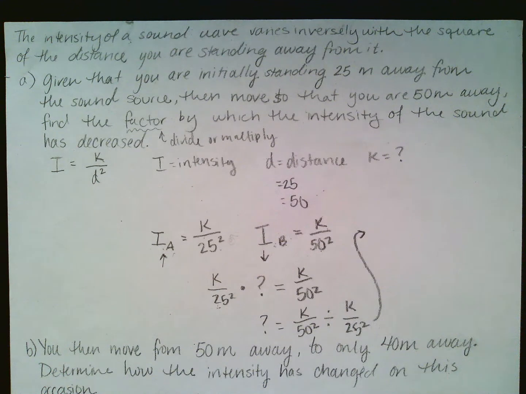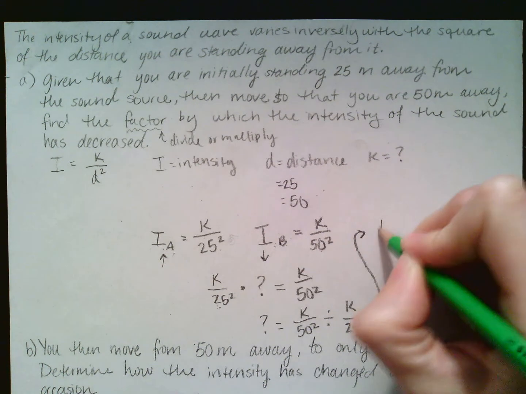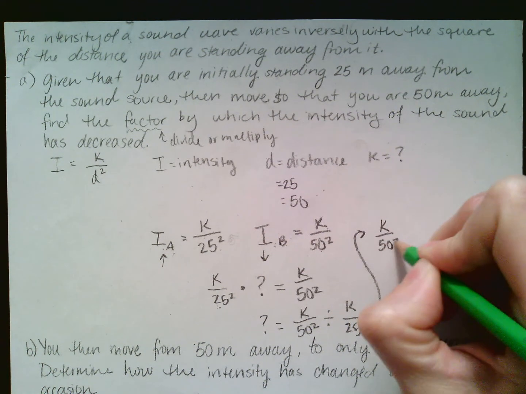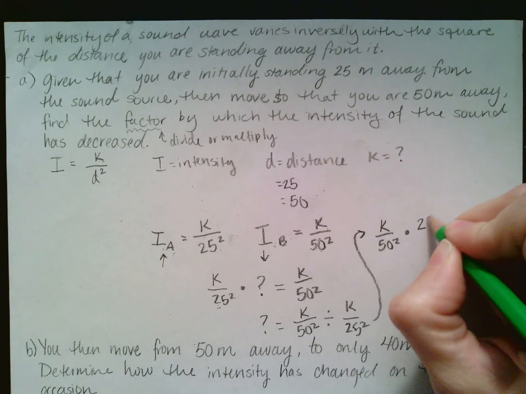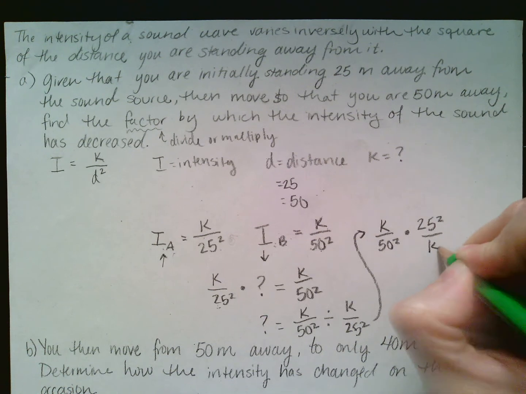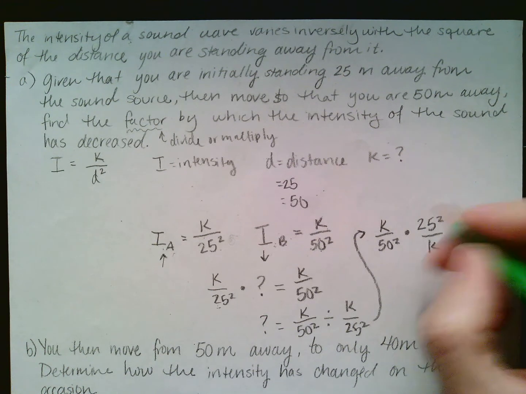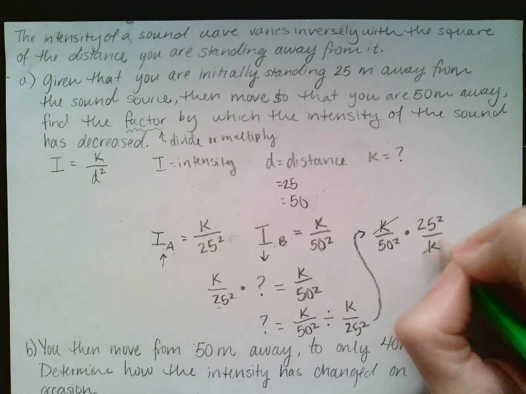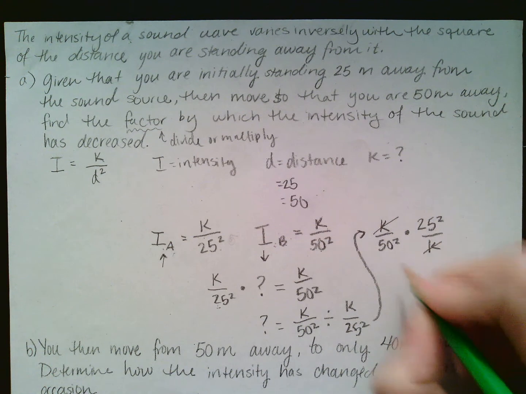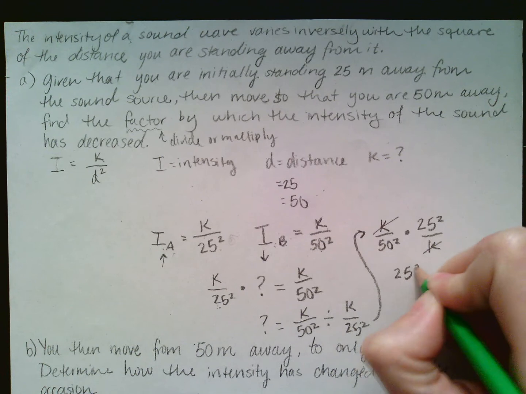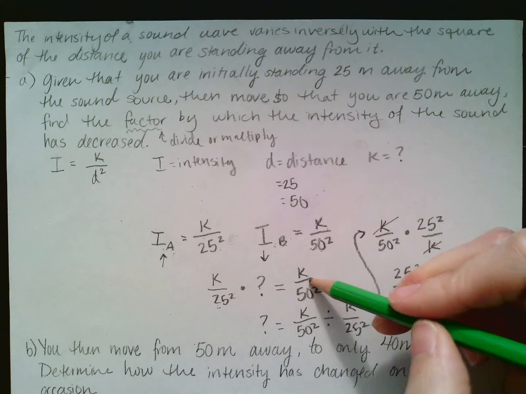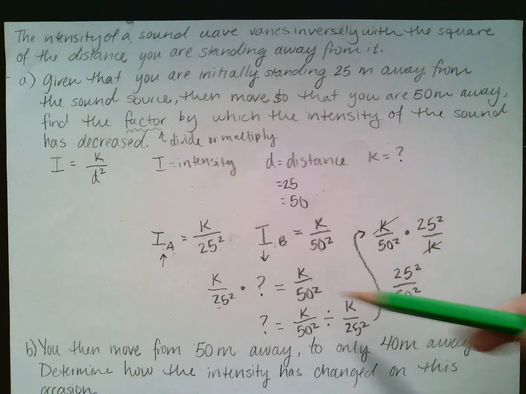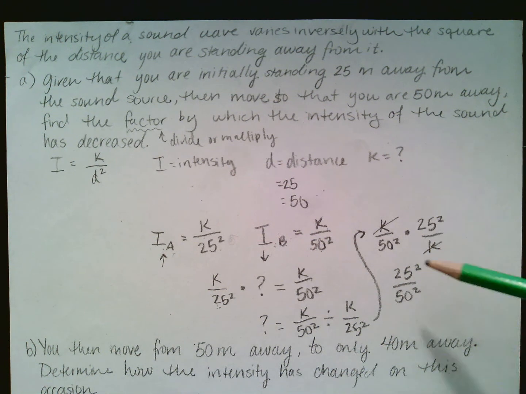What do you do when you divide fractions? You keep the first one, change it to a multiplication, and then you flip the second fraction. And notice that the K here and the K here cancel out. And now we're just left with numbers. That is what we're hoping for when we have a variable that stays the same. We're hoping that at some point we're going to manipulate it such that it cancels out.